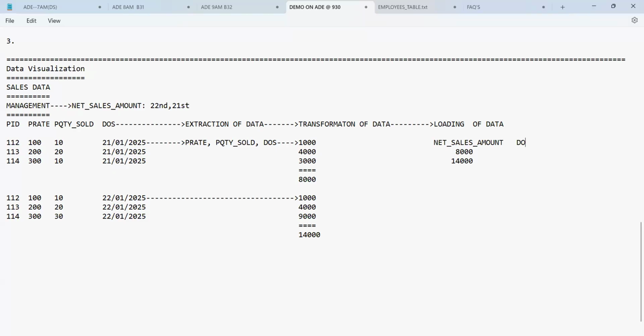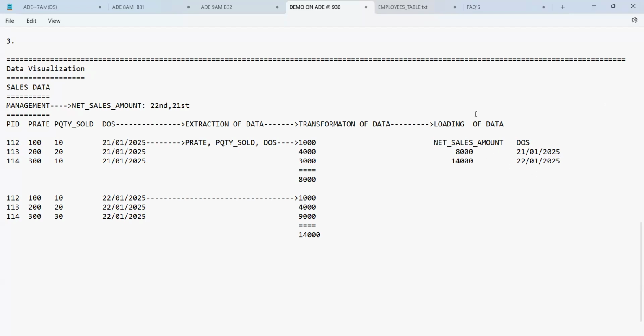Next one, the date of sales. I will give the date of sales here. So what's the date of sales? This one you have extracted on the 21st day of January 2025. And this you have extracted on the 22nd of January 2025. That's it. Okay, so now you got the clear figures, guys.